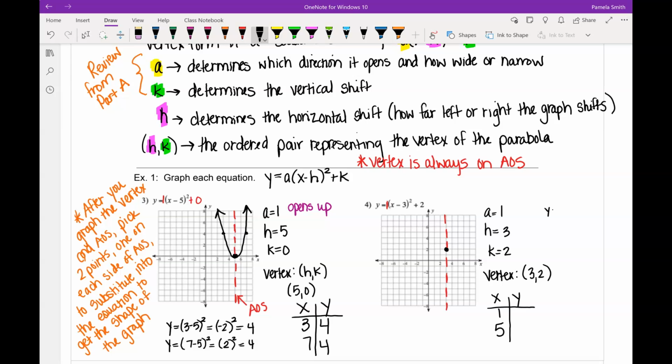So y equals 1 minus 3 quantity squared plus 2. Y equals negative 2 quantity squared plus 2. So y equals 4 plus 2, which is 6. So one of my ordered pairs should be 1, 6.